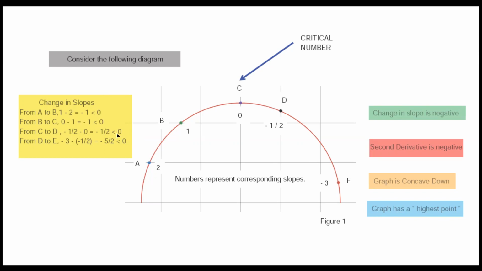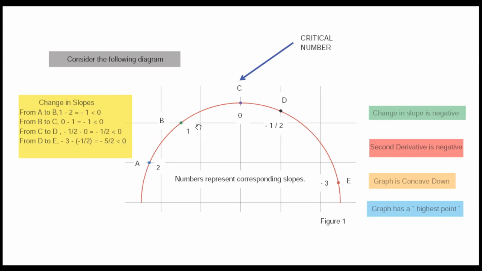Again, we're interested in the fact that it's negative. Going from D to E, it's -3 minus a -1/2, which is -3 plus 1/2, which is -5/2. But -5/2 does not interest us. What interests us is that it's negative. In other words, the change in slope in a graph that looks like this is negative.